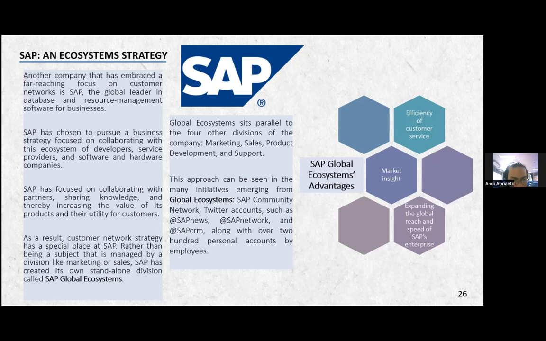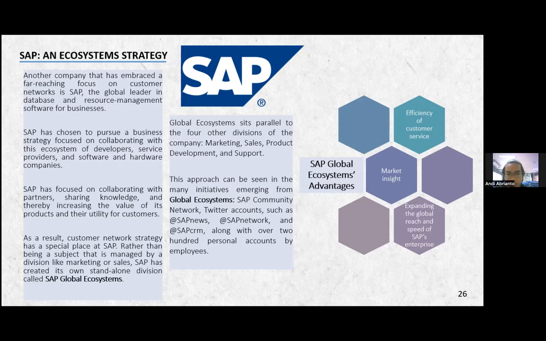As a result, customer network strategy has a special place at SAP. Rather than being a subject that is managed by a division like marketing or sales, SAP has created its own standalone division called SAP Global Ecosystem. Global Ecosystem sits parallel to the 4 other divisions of the company, like marketing, sales, product development, and support.